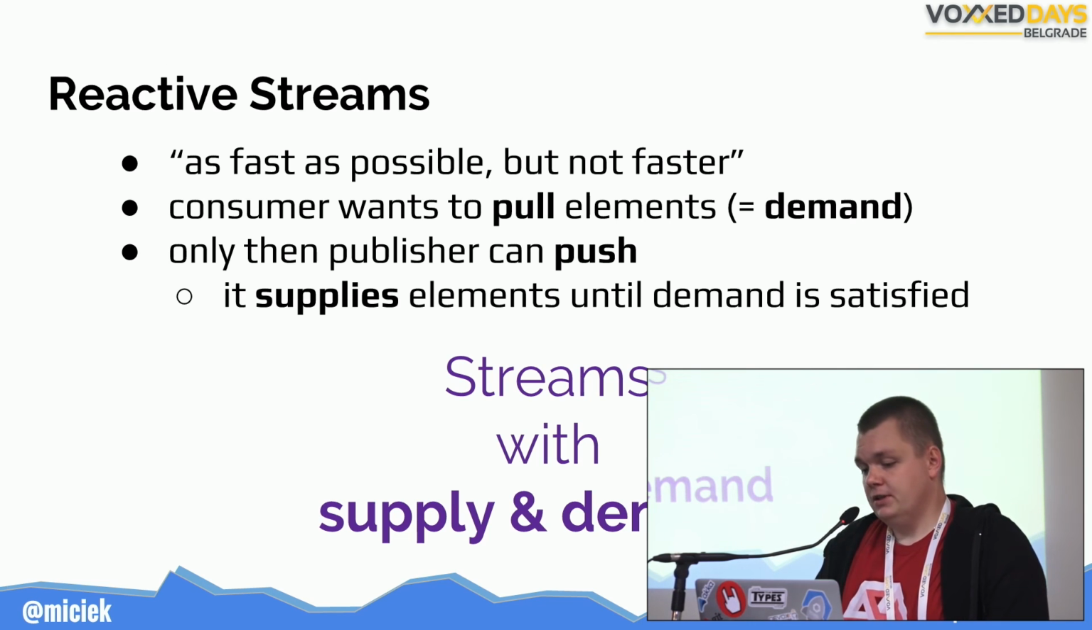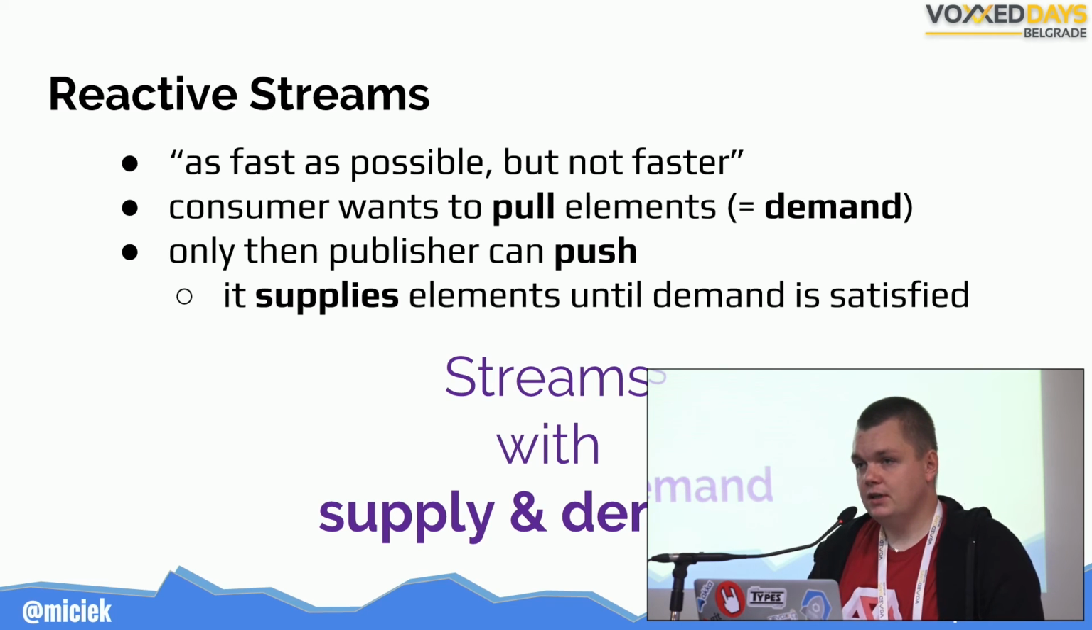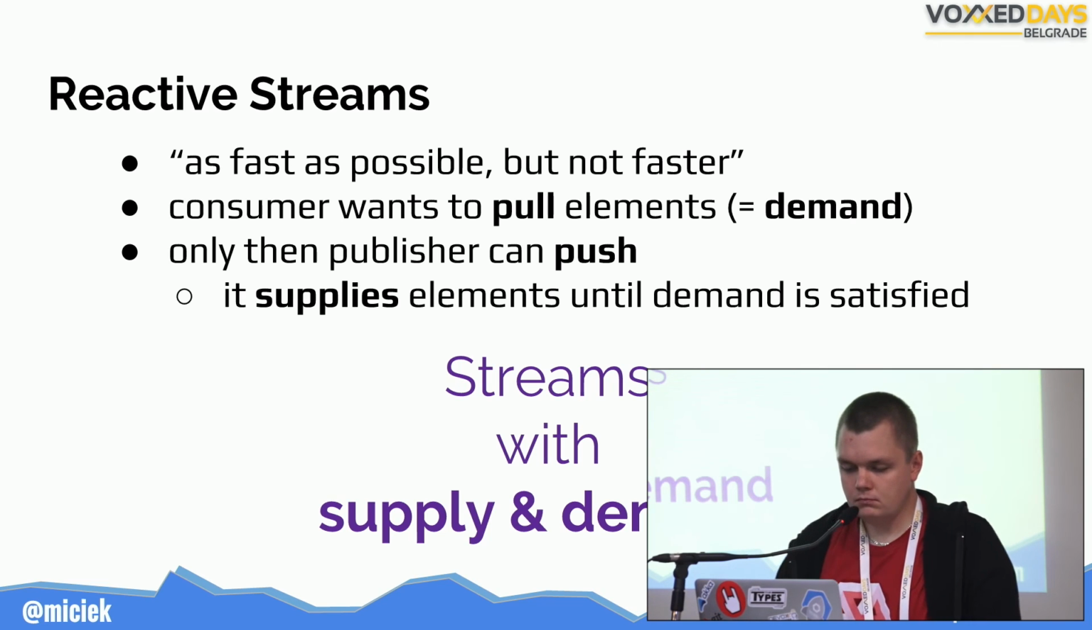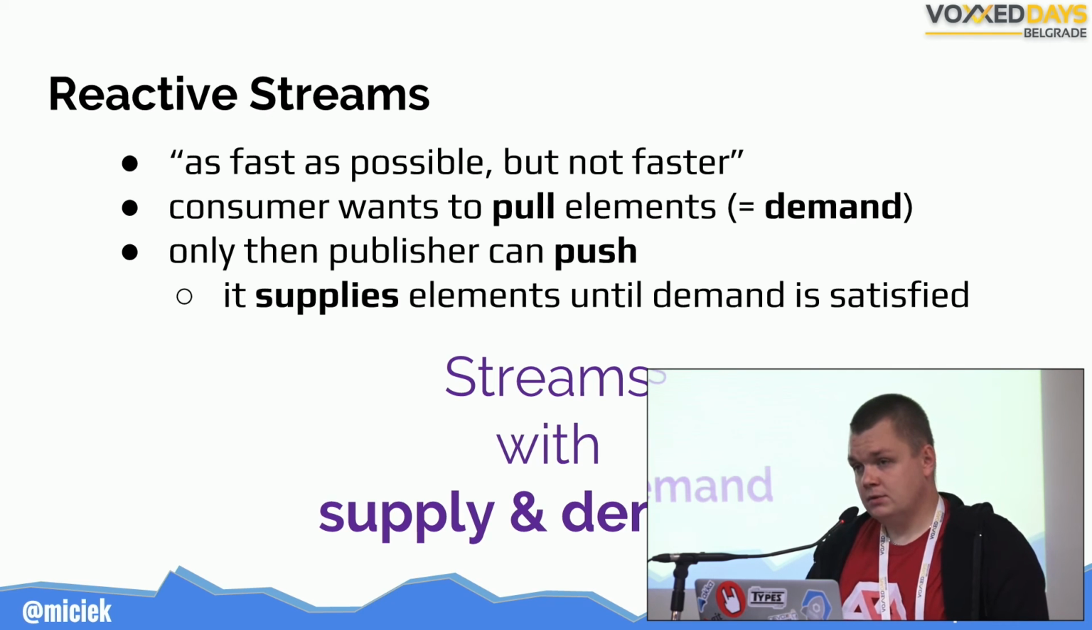So this is a very simple idea, right? The consumer wants to pull elements, generates the demand, and only then can the publisher push the elements to the consumer. What's different here is that the consumer can say, I want 5 million elements, and this is the only "please" message that exists there. And the publisher knows that it can send down 5 million elements at any pace it wants.